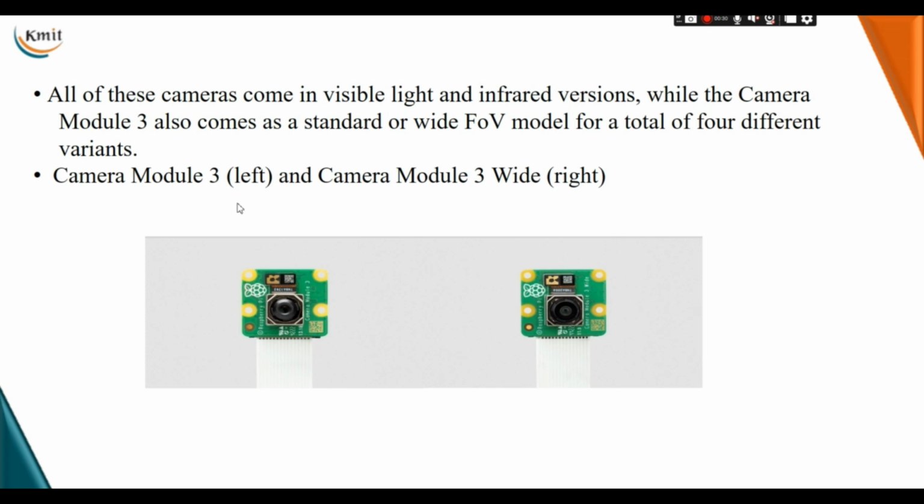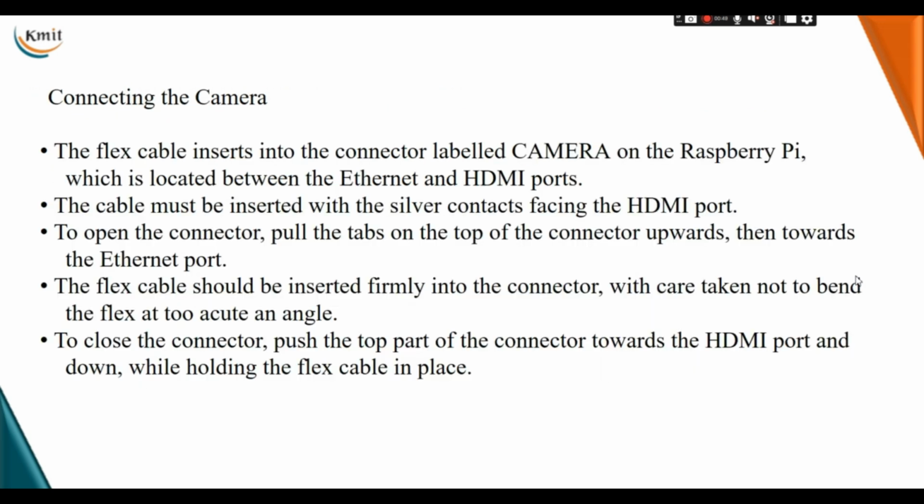All of these cameras come in visible light and infrared versions, while the camera module 3 also comes as a standard or wide FOV module for a total of 4 different variants. Left picture is camera module 3, right picture is camera module 3 wide. So how to connect the camera to Raspberry Pi? These are the steps for connecting the camera to Raspberry Pi.